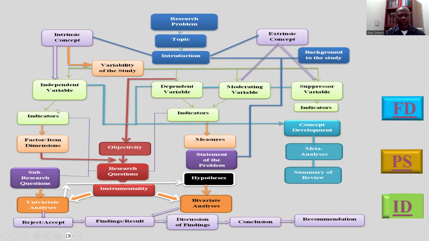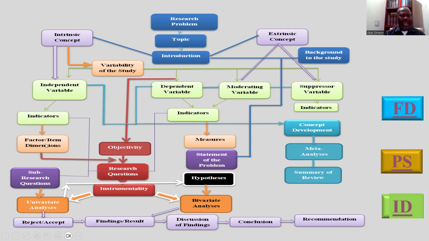Then you have the indicators. You move down to the indicators from the independent variable. You can see indicators within the suppressor variable and the other variables. I've explained what indicators are in my previous video. Check how to formulate research questions on my video channel. Type into my video channel, the senior, that is www.youtube.com/Abel. You will see Abel Senior, you will see my videos there. Check. You will see how I explain them in detail.